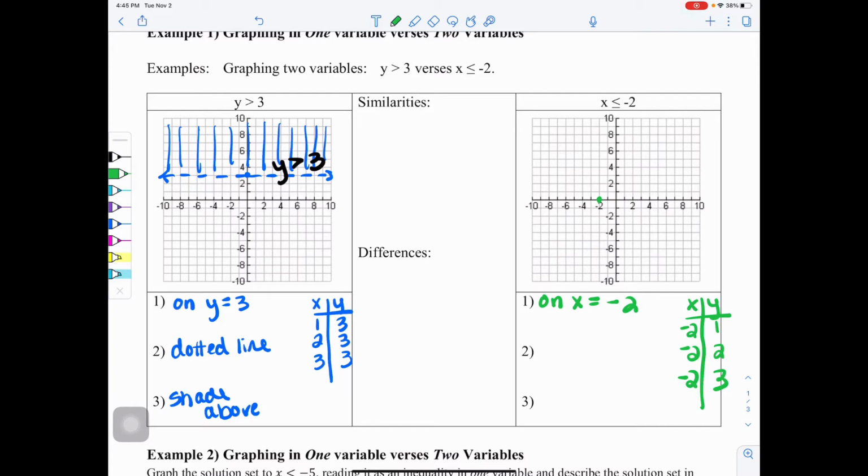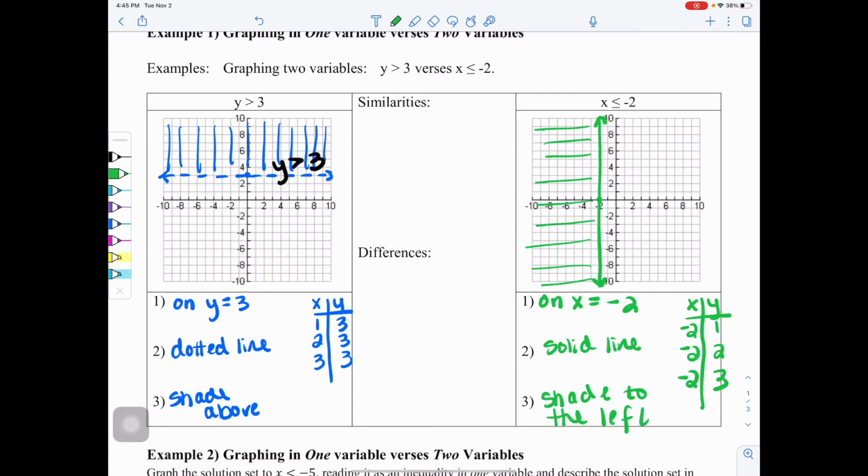Now let's think about how we'll connect it. It says x is less than or equal to -2, which means that -2 is included. So we're going to show that with a solid line. And then if I want the numbers that are less than -2, I'm going to shade to the left. So shade to the left.